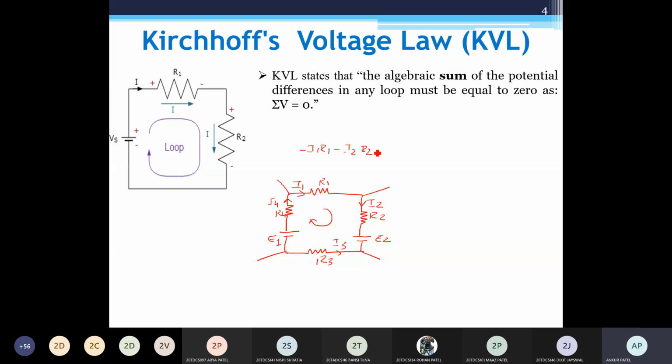We are traveling positive to negative, so for EMF source E2 it is negative. Plus I3 R3, since we travel the resistor in the opposite direction for R3. Then for E1, plus E1. Yes, it is minus I4 R4. Here I4 is remaining.